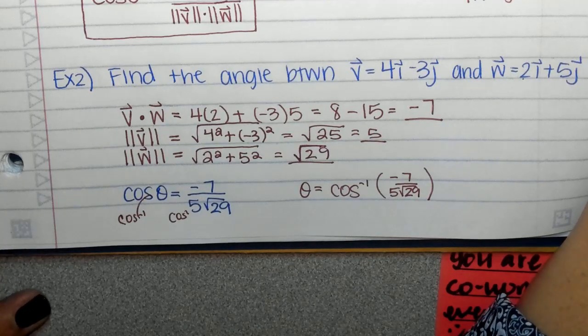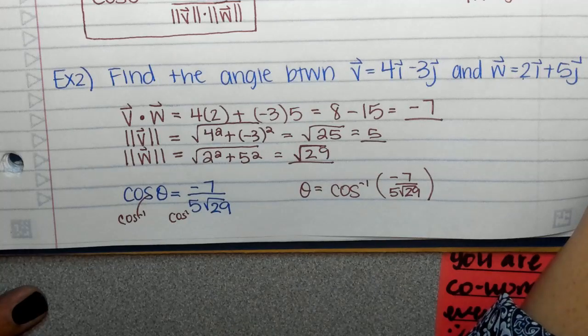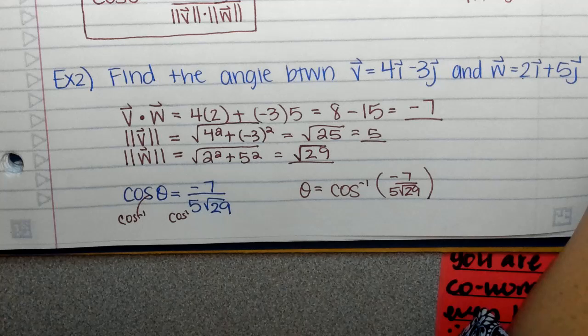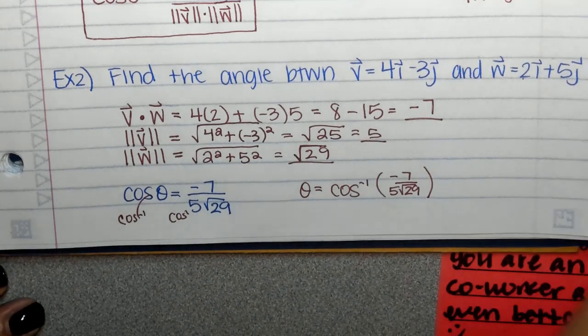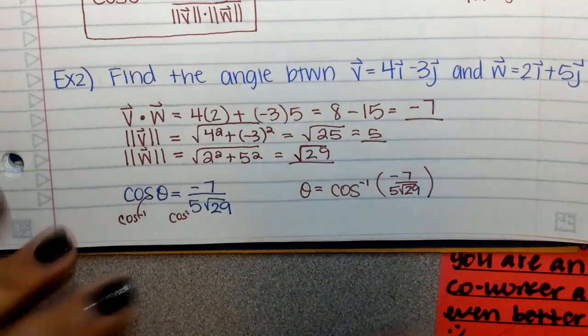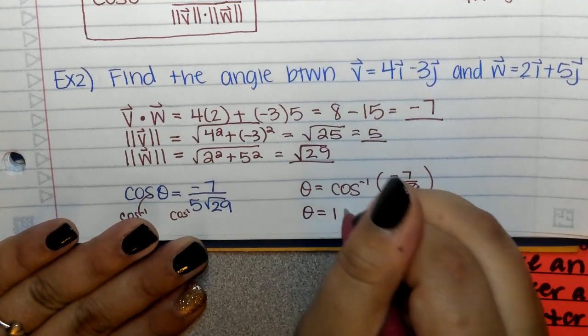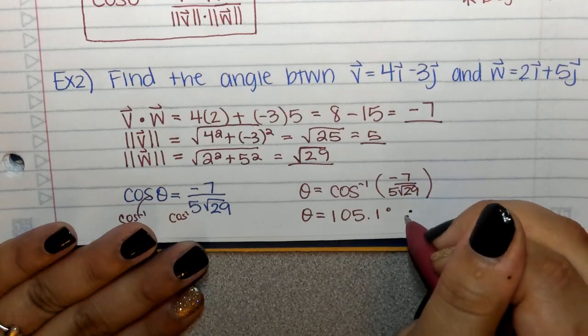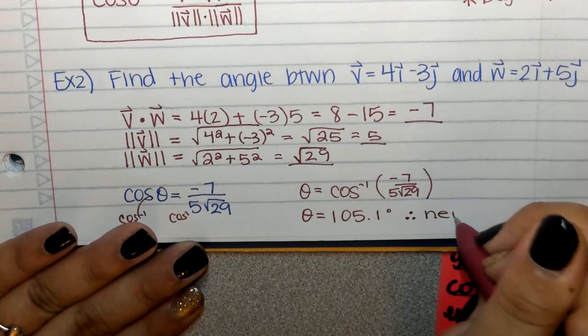Now be careful. What do you have to do? Degree mode. Make sure you're in degree mode. And then we are going to do the inverse cosine of negative 7 over 5 square roots of 29. What is our answer? 105.1. And I would like you to, next to that, write therefore neither.